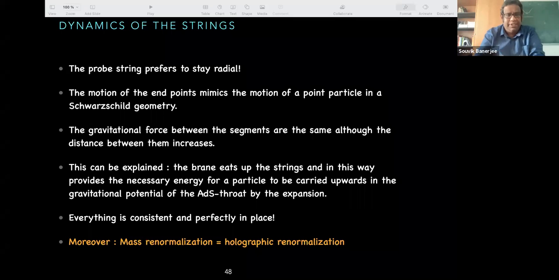So you have the strings and the brane is expanding, and we asked what the dynamics is. And then we found this very interesting result that if you have a probe string, it prefers to stay radial, and the motion of the endpoints actually mimics the motion of a point particle in Schwarzschild geometry, as we said a minute back. And the gravitational force between these segments remains the same, although the distance between them increases. This can be explained in the following way: the brane eats up the strings in the way it provides the necessary energy for a particle that is carried upwards in the gravitational potential of the AdS throat. So everything is moving together. This is kind of a tip of the tip situation, and we found an exact, down-to-earth understanding at the level of an individual string that is moving.